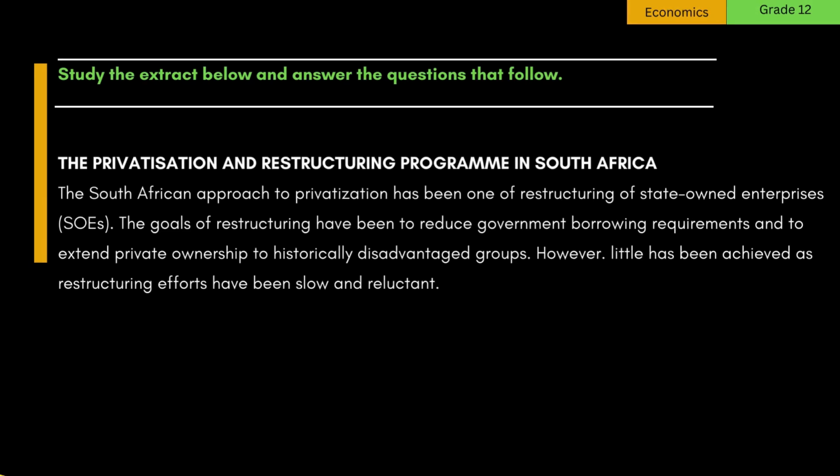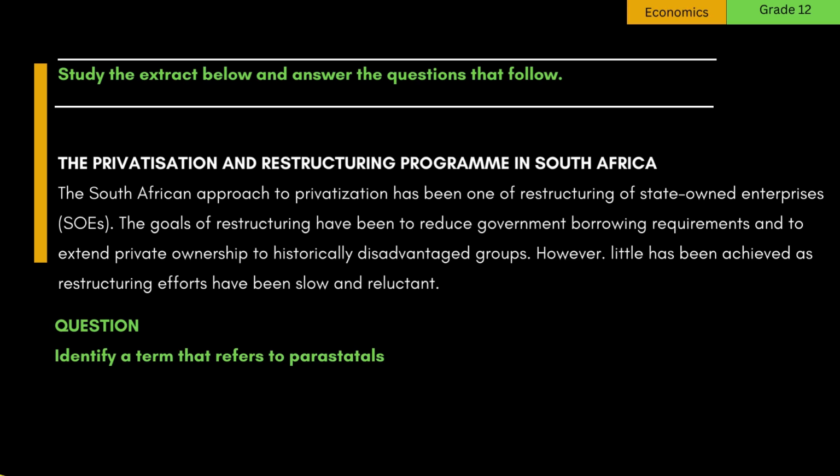Study the extract below and answer the questions that follow. The privatization and restructuring program in South Africa. The South African approach to privatization has been one of restructuring of state-owned enterprises (SOEs). The goals of restructuring have been to reduce government borrowing requirements and to extend private ownership to historically disadvantaged groups. However, little has been achieved as restructuring efforts have been slow and reluctant.